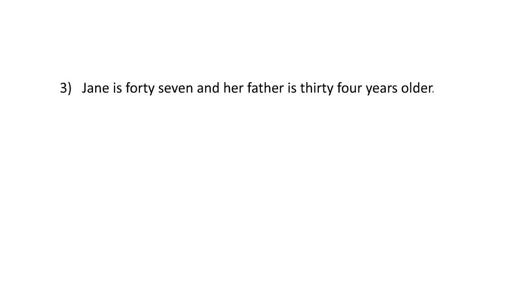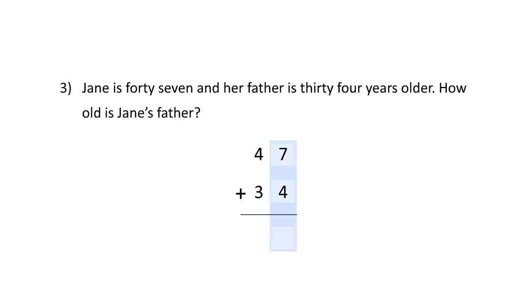The last example is Jane is 47 and her father is 34 years older. How old is Jane's father? Jane's father is older, so he must be more than she is, so again we're adding. This time the numbers are bigger, so I'm going to set it out as an addition. I write 47 and then directly underneath 34. And I'm going to put in my plus sign to show what I'm doing. Now I draw my line, check it's all lined up correctly, and start adding.